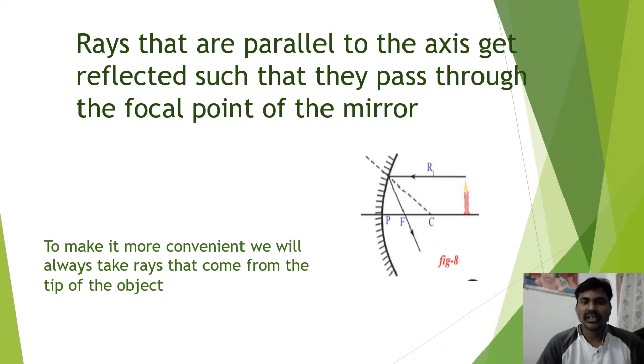To make it more convenient, we will always take rays that come from the tip of the object. So to draw the ray diagram conveniently, we always draw the rays from the tip of the object. Tip of the object means the end point of the object.